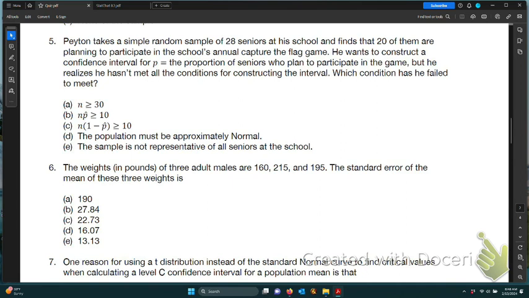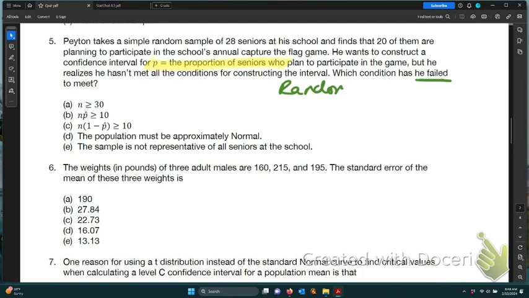Peyton takes a simple random sample of 28 seniors at her school, and finds that 20 of them are planning to participate in the school's annual Capture the Flag game. He wants to construct a what? Confidence interval. For what? For P. Proportions. All right. So he realizes he hasn't met all the conditions for constructing the interval. Which condition has he failed? C. What are the 3 conditions that have to be met for a proportion problem?